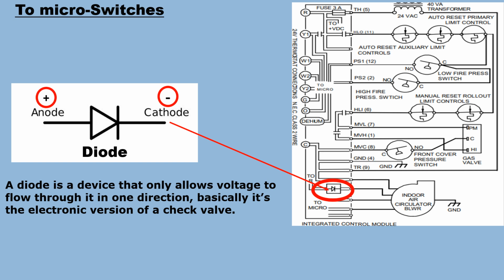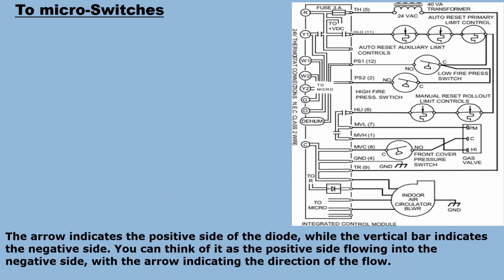A diode is a device that only allows voltage to flow through it in one direction. Basically, it's the electronic version of a check valve. The arrow indicates the positive side of the diode, while the vertical bar indicates the negative side. You can think of it as the positive side flowing into the negative side, with the arrow indicating the direction of flow.